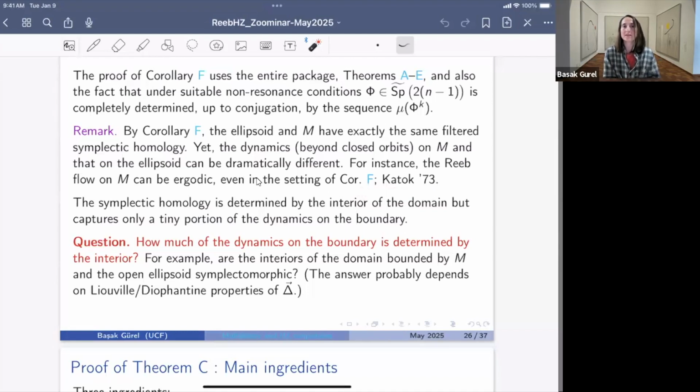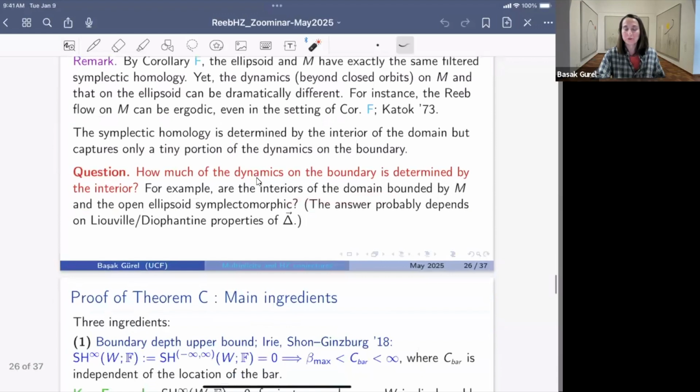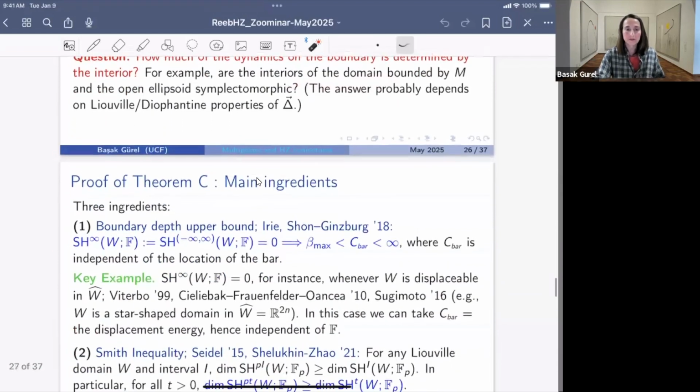So it obviously doesn't tell us anything about the dynamics on the boundary. And one can just ask how much of the dynamics does the interior see on the boundary, basically. So we know that in this case, the closed domains are not, say, symplectomorphic, but can the interiors be symplectomorphic still in these cases? So these are something I wanted to bring up as it's kind of interesting.